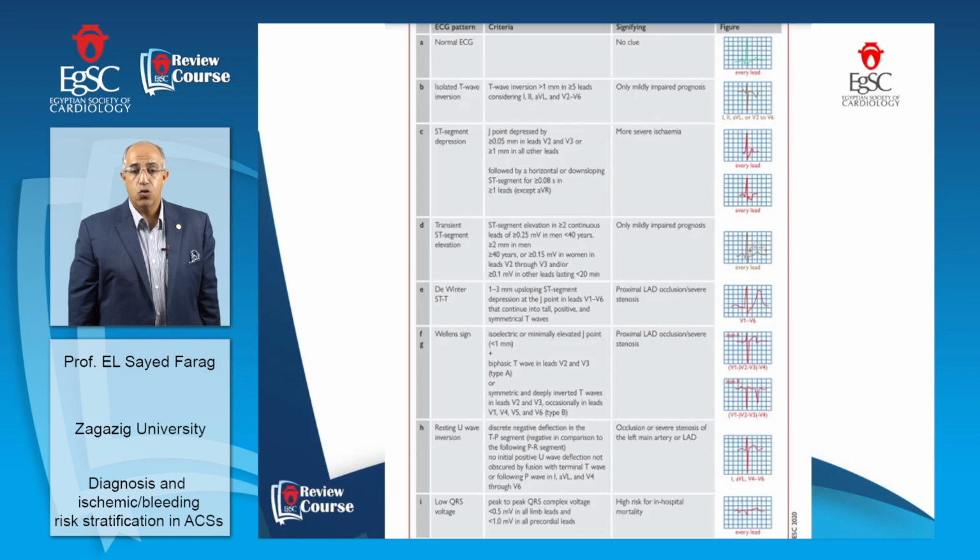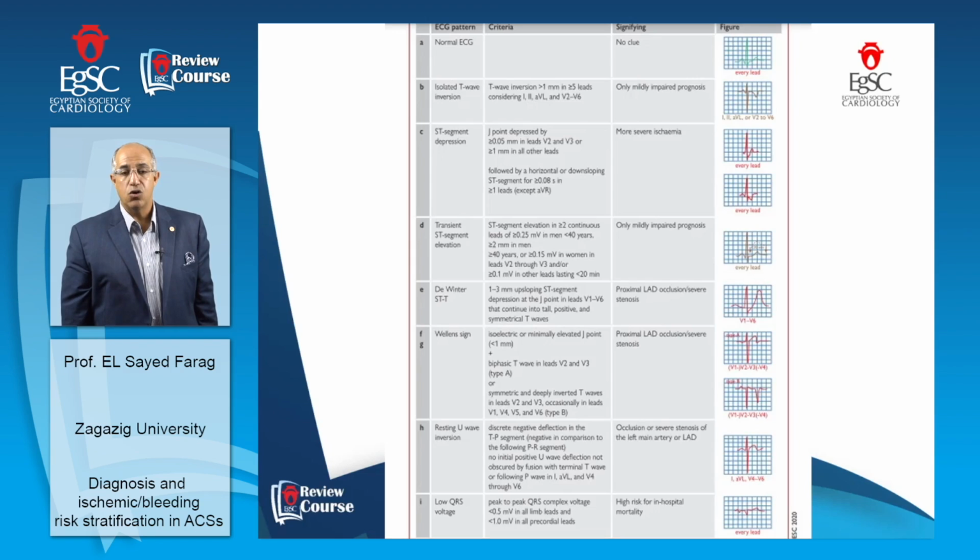If we have what is called the De Winter ST-T pattern, this means proximal LAD occlusion or severe stenosis. The Wellens sign, as you see here in the ECG, also indicates proximal LAD occlusion or severe stenosis. If we have resting U-wave inversion, this means occlusion or severe stenosis of the left main artery or LAD. And finally, one of the poorest prognoses is in those with low QRS voltage.